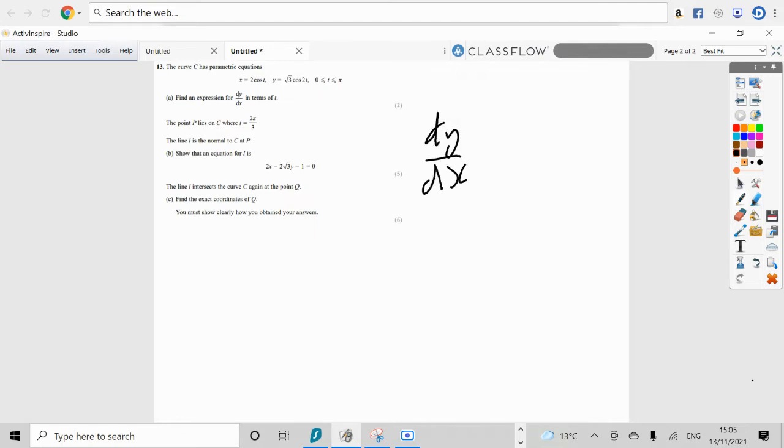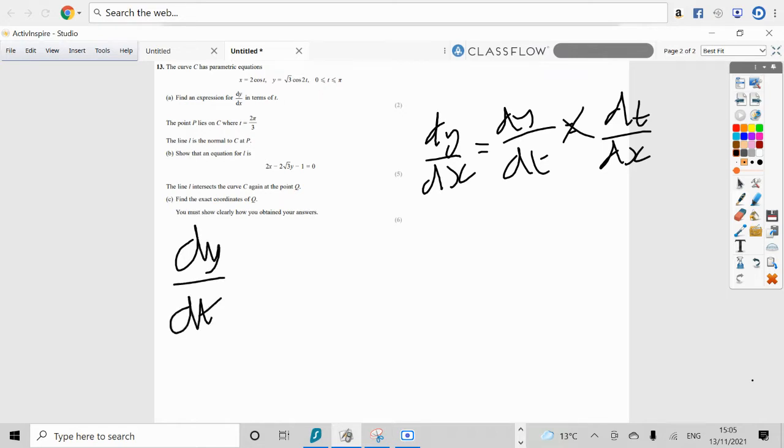So dy by dx. Now, in terms of parameters t, we need a dy by dt. What do we multiply that by? Well, we multiply that by dt by dx, don't we? So we need to find dy by dt. That's probably the easiest one to find. So dy by dt, well, differentiate that. We get minus 2 square root 3, and that will differentiate sine, won't it, of 2t.